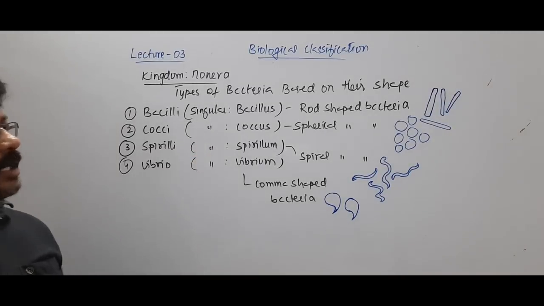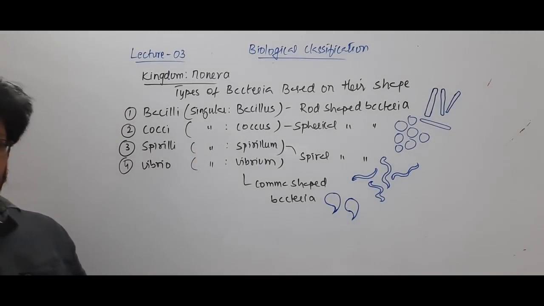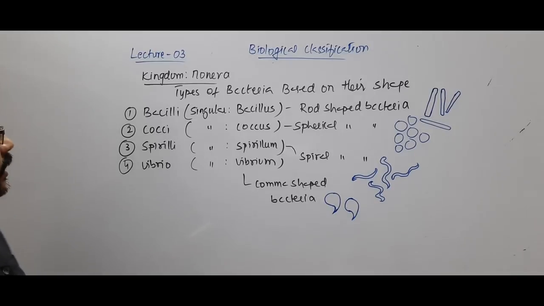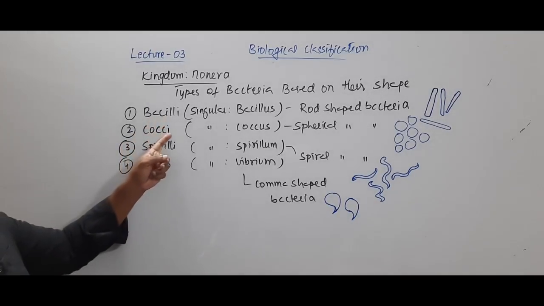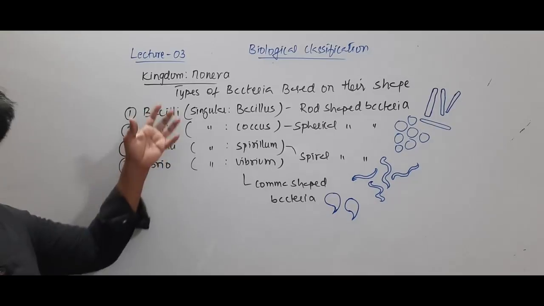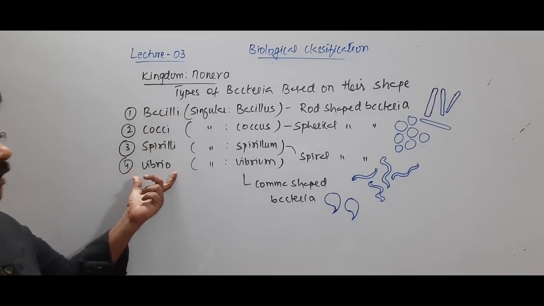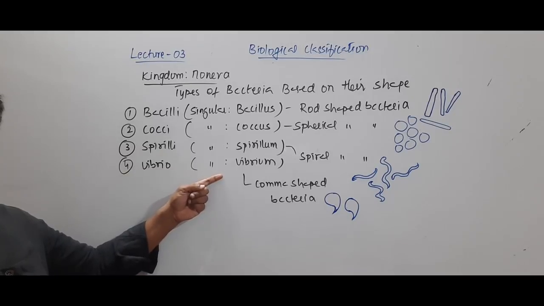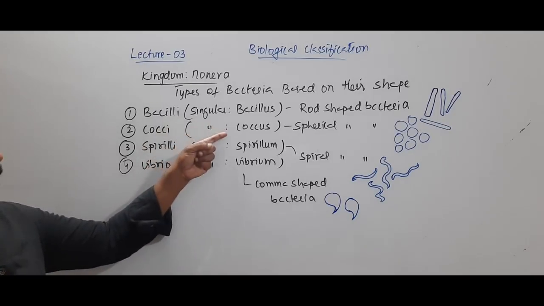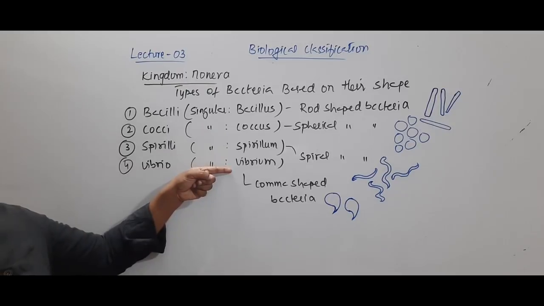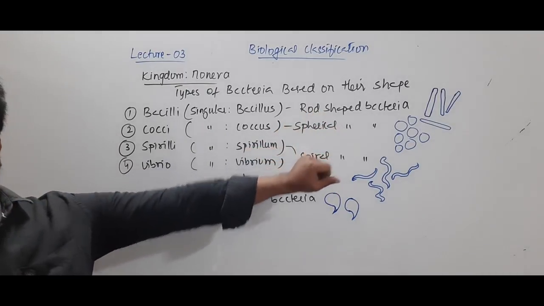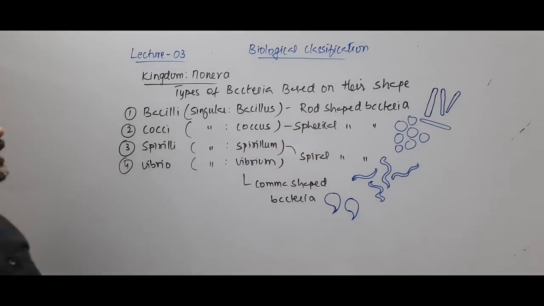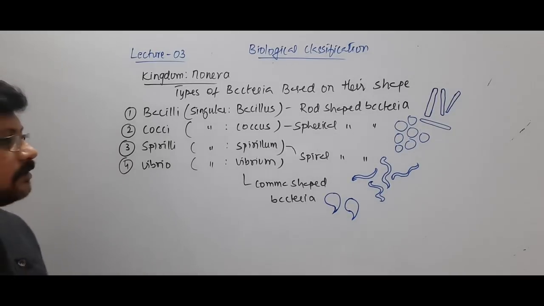So these are the four types of bacteria based on their shape: bacilli, cocci, spirilli, vibrio. On this side I have mentioned all with the plural words, and in the bracket I have mentioned the singular: bacillus, coccus, spirillum, vibrium, and this is the shape of those bacteria. So, four types of bacteria based on their shapes.